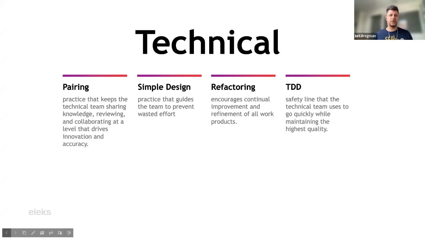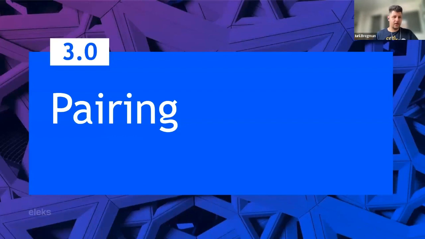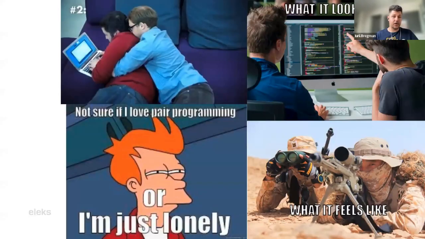The innermost ring of the circle of life represents the technical practices that guide and constrain the programmers to ensure the highest technical quality. Those practices are interconnected, so let's discuss them in more detail. The first one is pairing. In Ukraine, we have a proverb: two heads are better than one. So it's exactly an example.